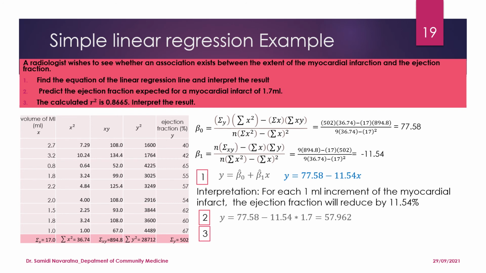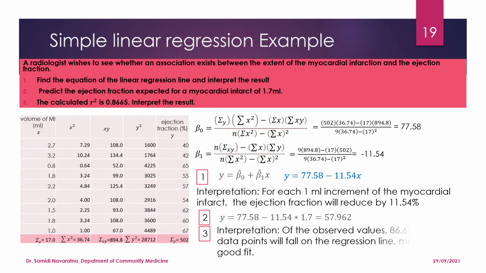The third question is, the calculated R square is 0.8665. Interpret the result. Interpretation is, of the observed values, 86.65% of the data points will fall on the regression line, making it a very good fit.